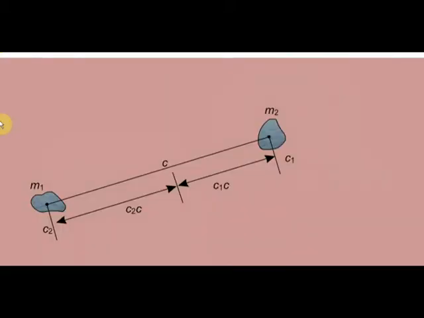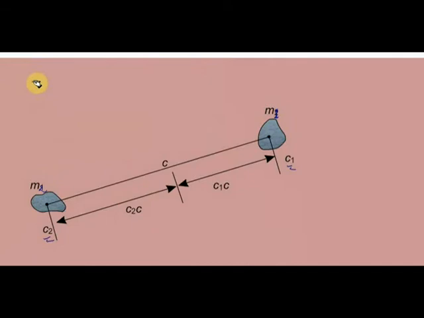Now we will try to find the center of mass of a two particle system. So here we have two particles with mass. This is m2 and this is m1. So the center of mass of m2 is C2 and center of mass of m1 is C1. Now we'll find the center of mass of this two particle system.